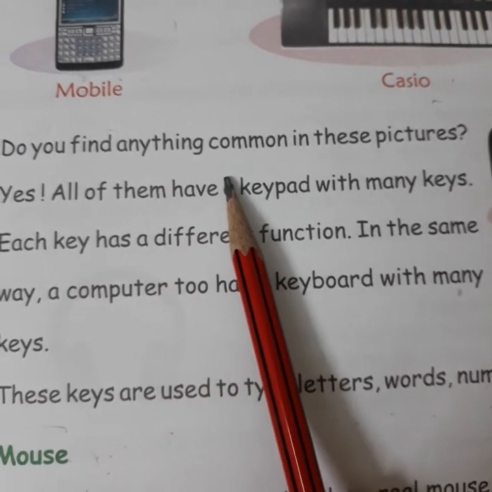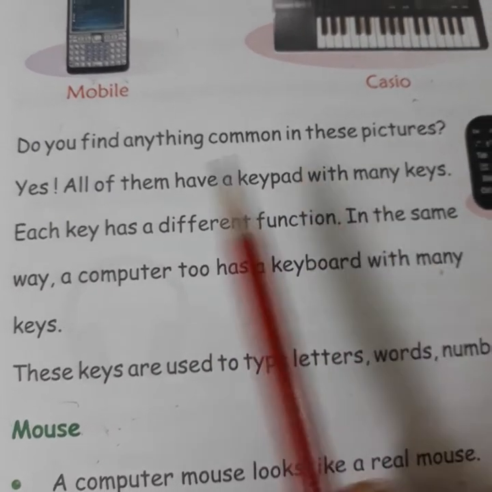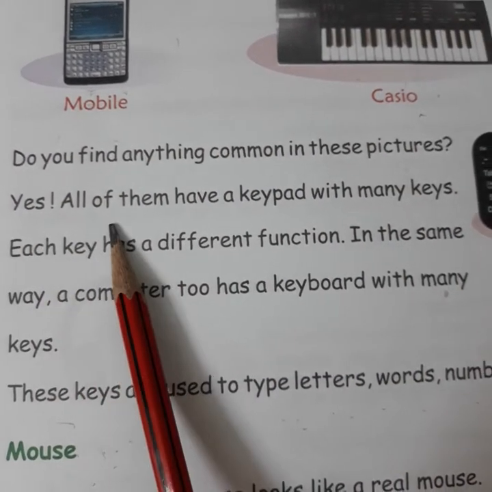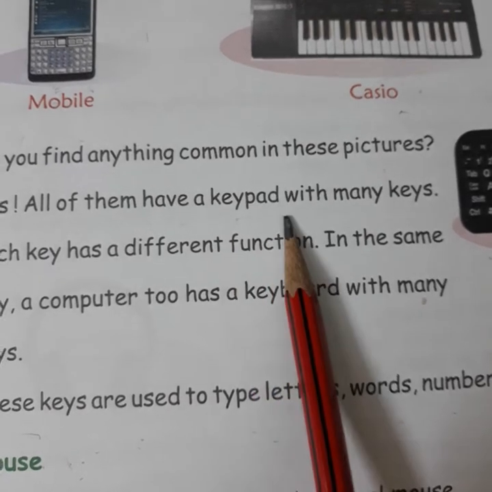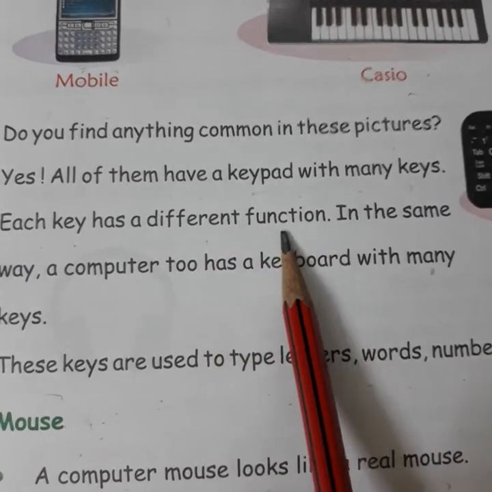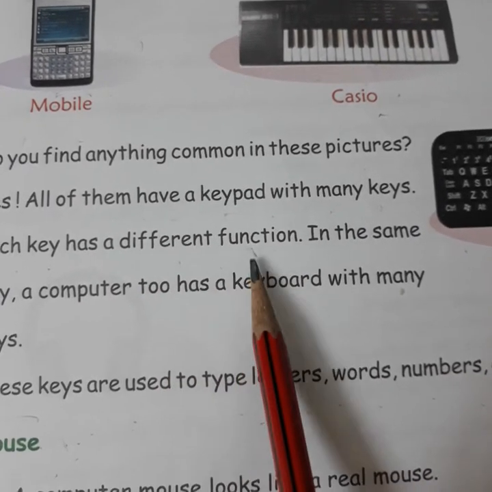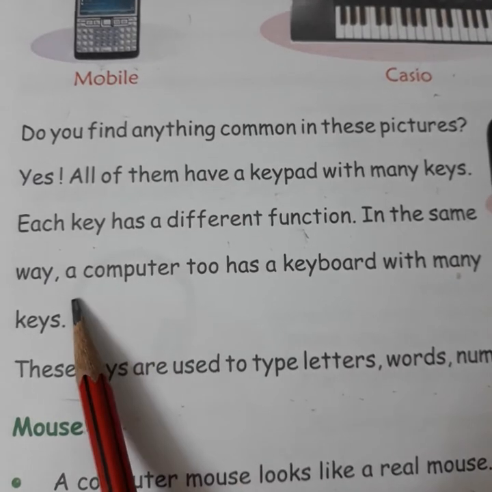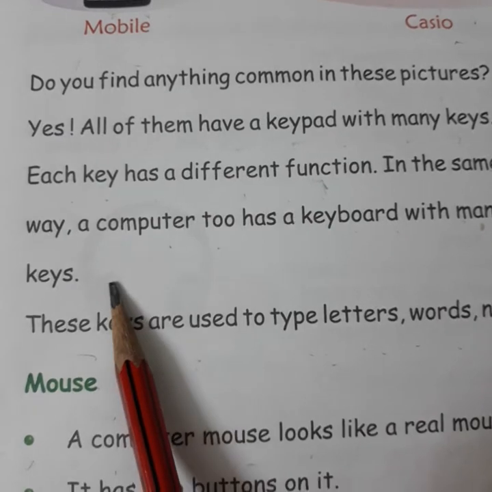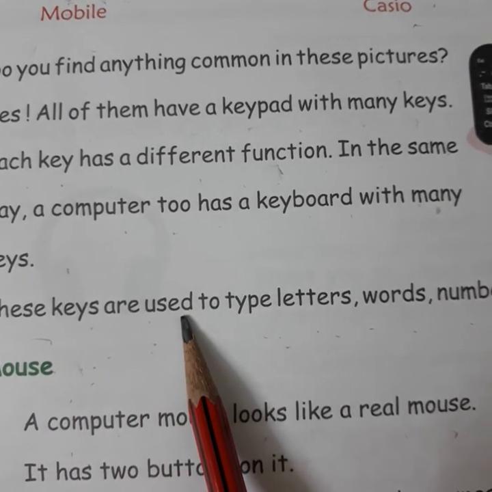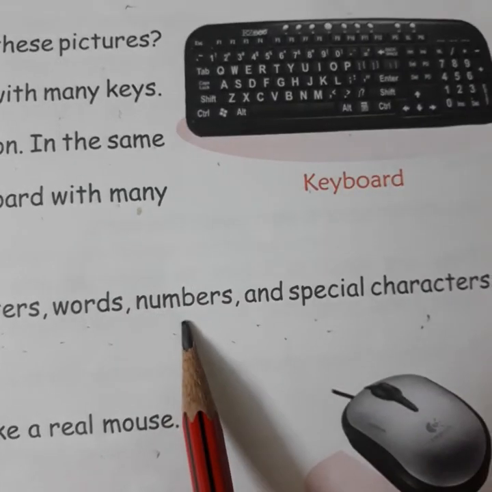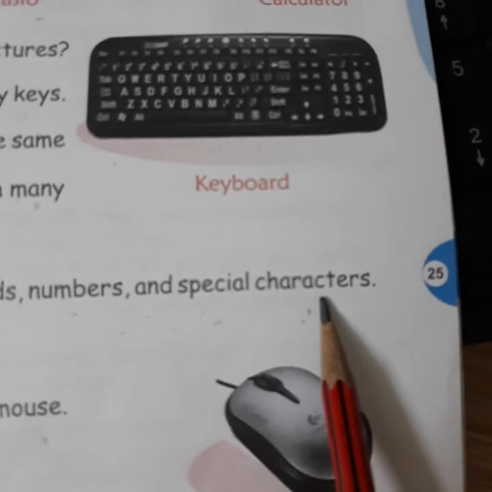Do you find anything common in these pictures? Anything common means something which all of them have. Yes, all of them have a keypad with many keys. Each key has a different function. In the same way, a computer too has a keyboard with many keys. These keys are used to type letters, words, numbers, and special characters.